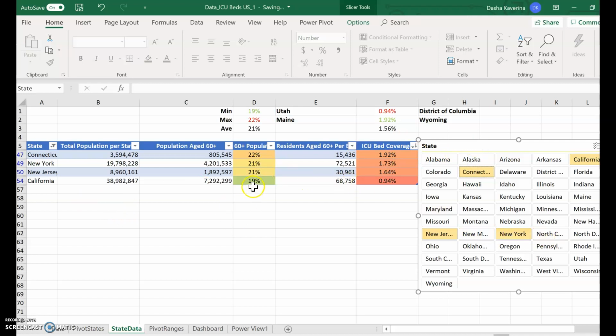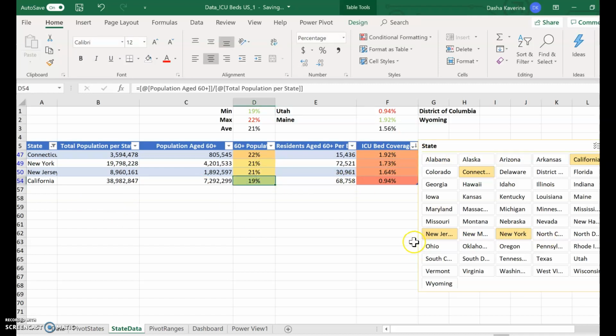So over here we see California compared to other states is sort of on the better side in terms of, they don't have as many people ages 60 and over, let's say like Connecticut. At the same time, California has a much lower percentage of ICU bed coverage. In my further analysis, we'll go about analyzing these numbers.